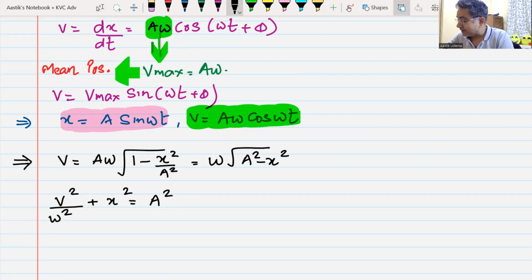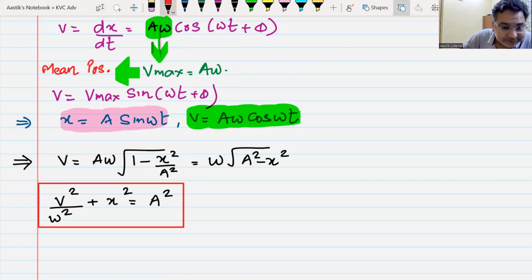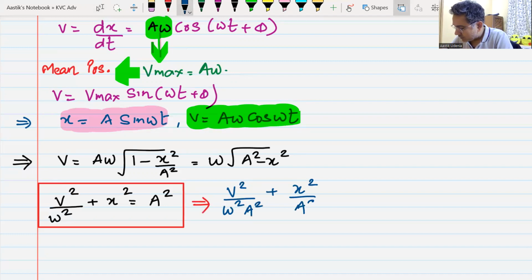And as soon as you write it in this fashion, what does this equation represent? What does this equation represent? If you don't understand it, I can also write it like this. V square by omega square a square plus x square by a square is equal to 1. Now does it ring a bell?